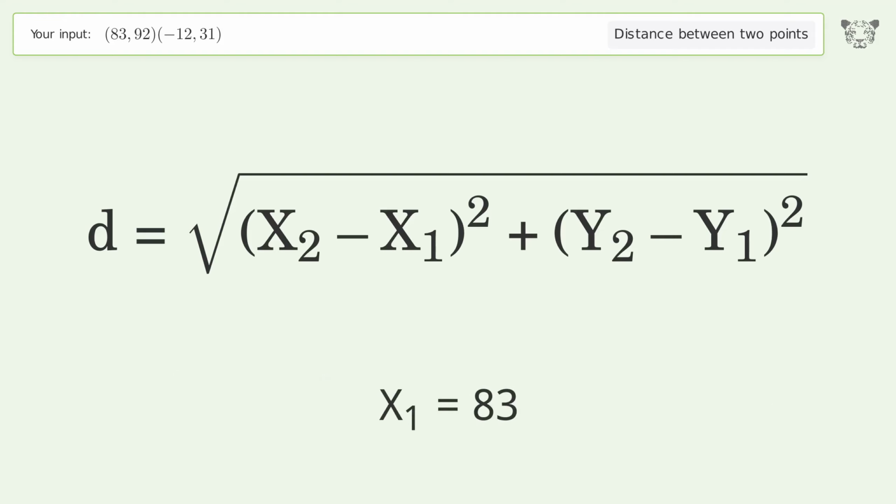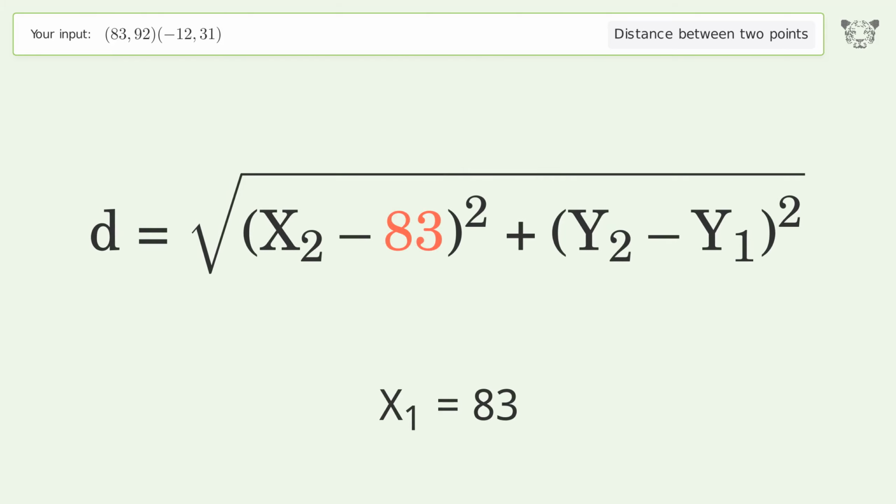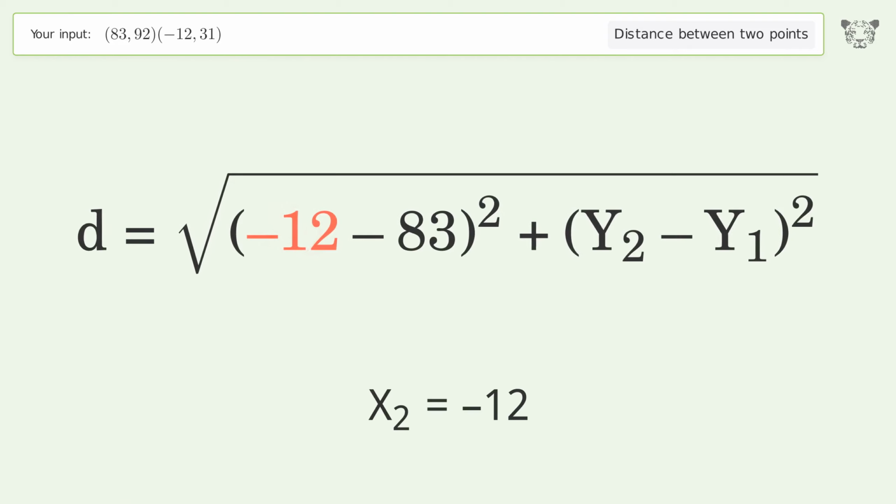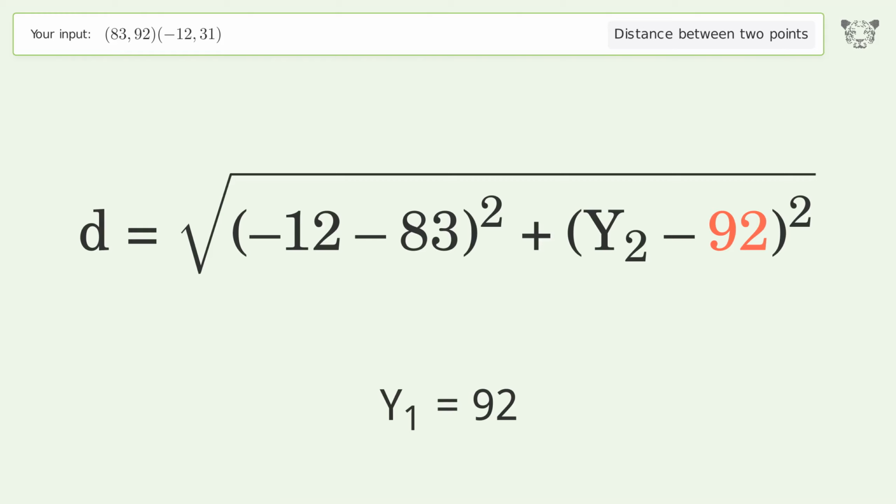x1 equals 83. x2 equals -12. y1 equals 92. y2 equals 31.